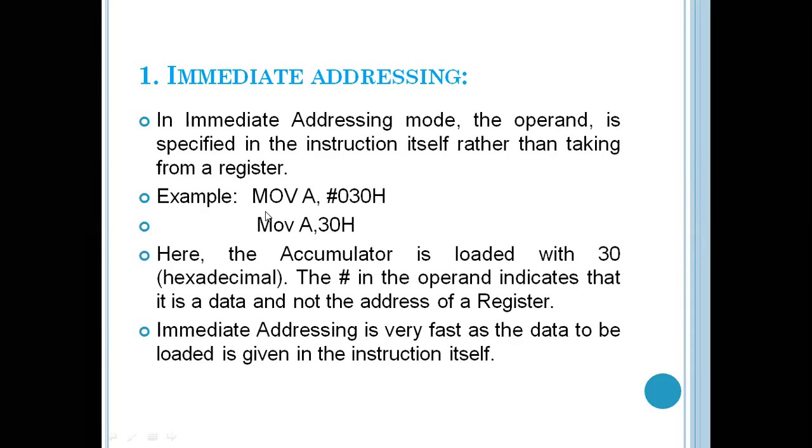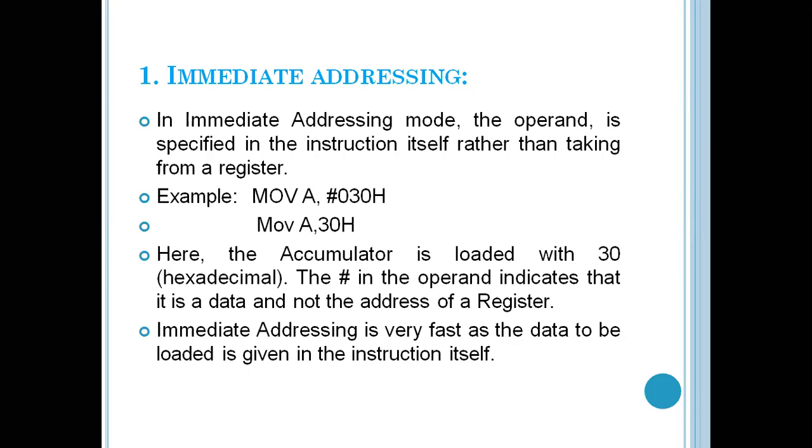Now see here, an example of the immediate addressing mode, that is MOV A comma hash 30H. To recognize the immediate addressing mode, we need to use a special character called a hash. Whenever there is a hash in the instruction, we come to know it is immediate addressing mode. If I give you two instructions, MOV A comma hash 30H or MOV A comma 30H, see here, 30 is the value. That value may be dealt with as two entities. Which are these? It may be the data or it may be the memory location.